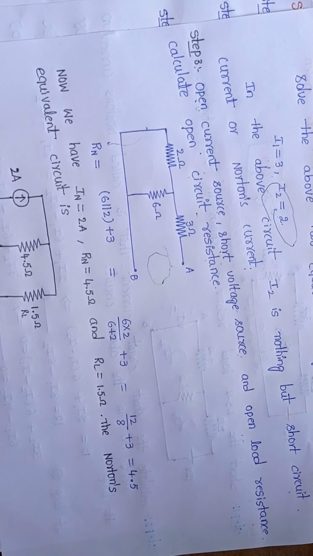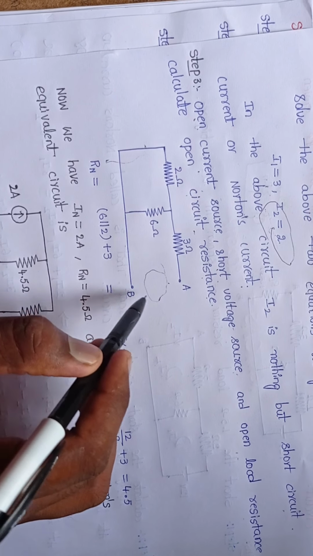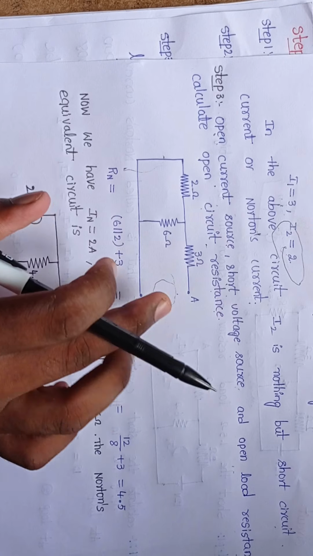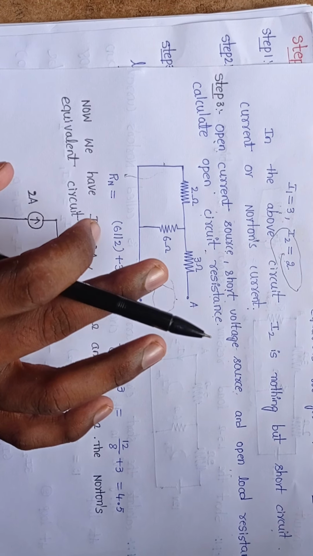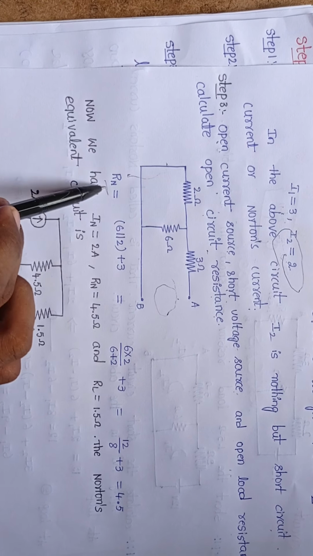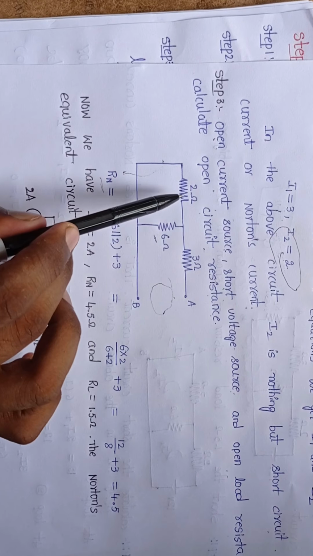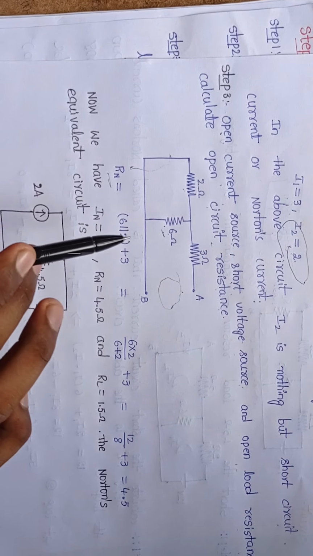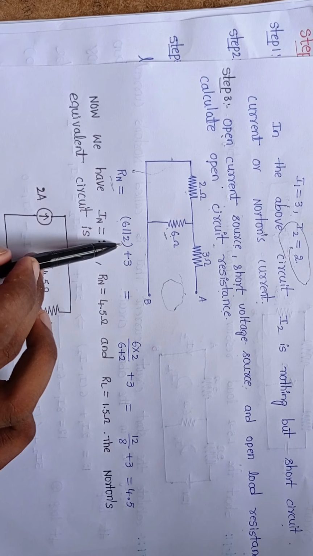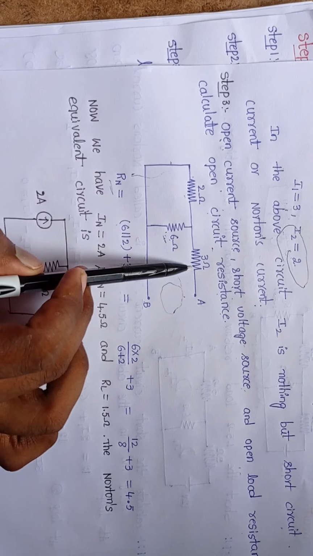Here simply open the load resistance. Now calculate the complete resistance in the circuit, which is nothing but the Norton's resistance. Norton's resistance Rn equals: the 6 ohms resistor and 2 ohms resistor are connected in parallel, and the 3 ohms resistor is connected in series with these two. That is 6 parallel to 2, plus 3.